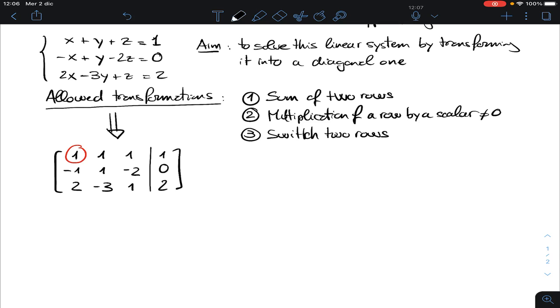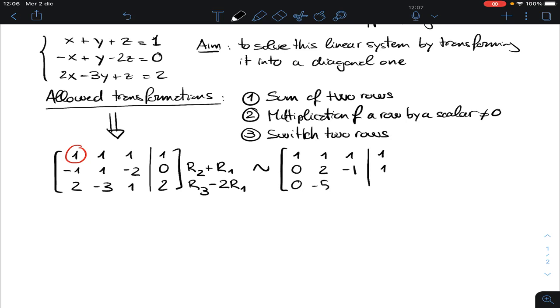We do exactly the same kind of transformations we did in the last video. We replace the second row by the second row plus the first row. In this way, the -1 becomes -1 plus 1, which gives 0. And from the last row, we subtract twice the first row. Exactly as in the last video, the first row remains the same, the second row becomes 0, 2, -1, 1, and the last row is 0, -5, then 1 minus 2, which is -1, and 2 minus 2, which is 0.